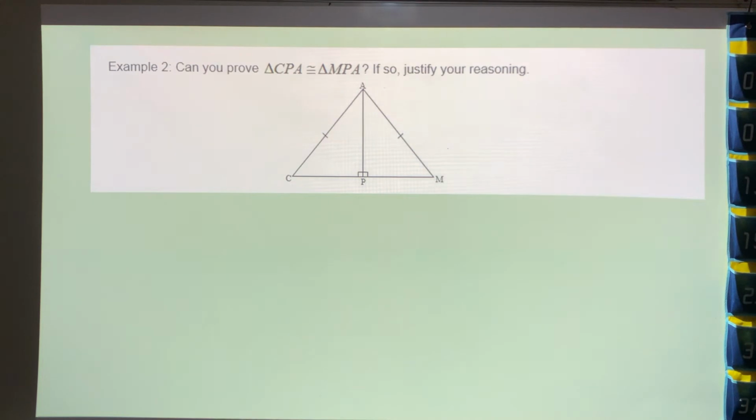In this example, we want to see if we can prove it and if we can justify it. We notice we have right triangles and we have two congruent hypotenuses. So in this case, if we have one congruent leg, then in fact we can prove this by hypotenuse leg.